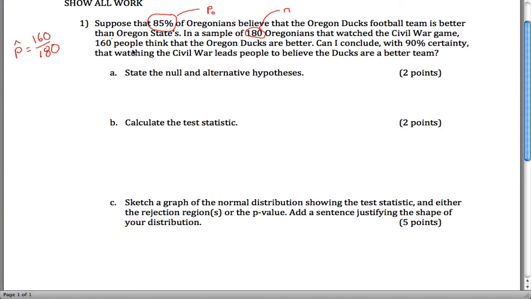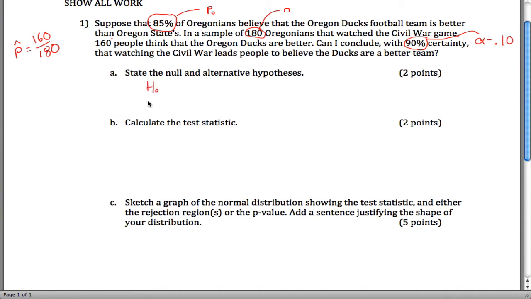And then the last piece of information from here is this 90% certainty. We use alpha to represent our level of significance. It's 1 minus the level of confidence. So alpha is 10% or 0.10. So with all that information, we can start actually doing the tests.